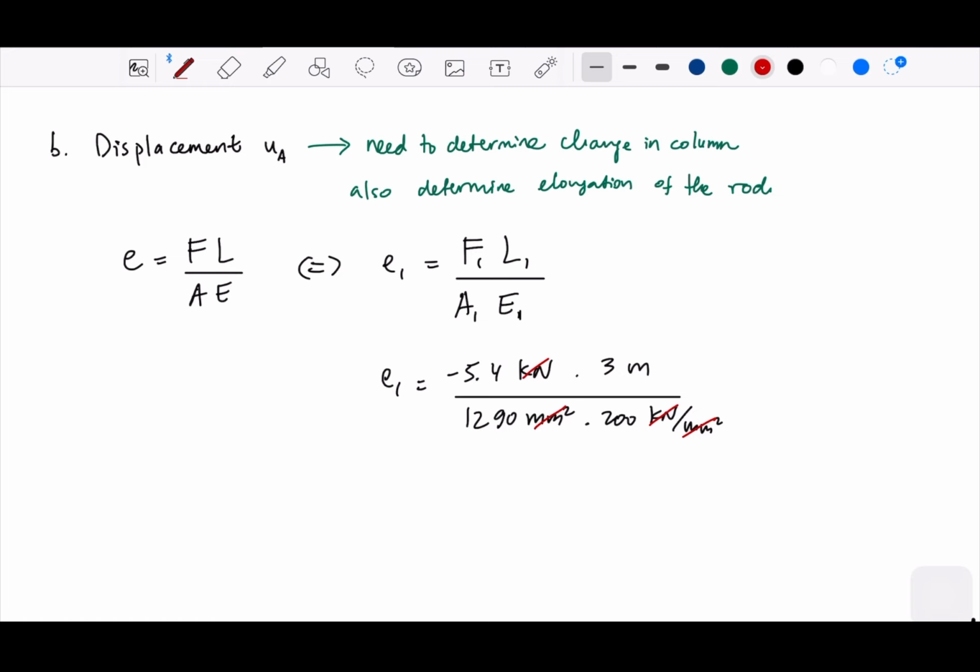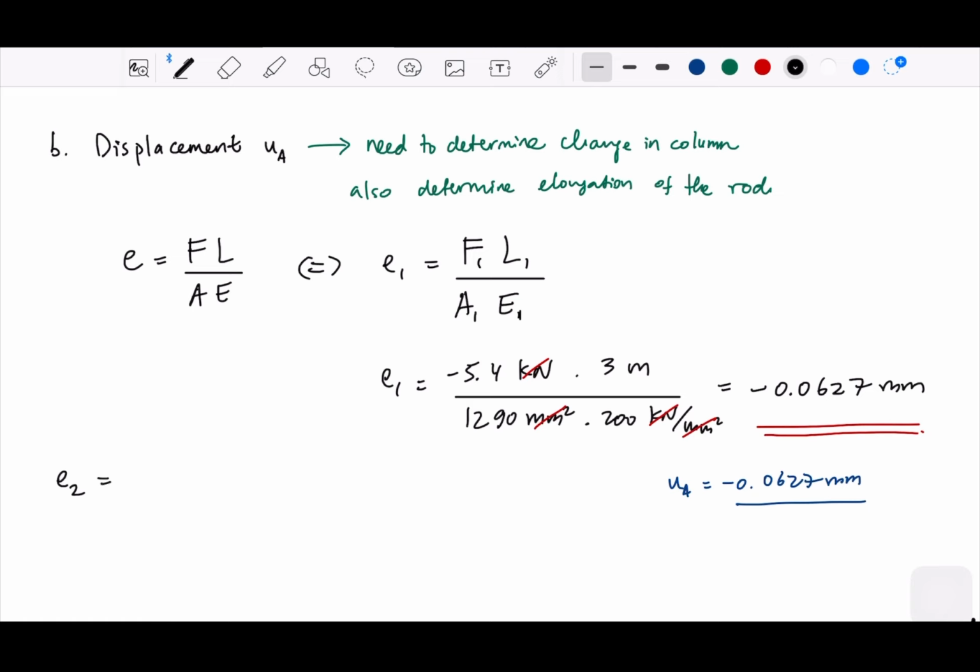So it's 6.27 multiplied by 10 to the power of negative 5 in meter, multiply by 1000, so this will be negative 0.0627. Maybe let me write also for E2. Actually, the displacement of UA is the same as this E1, right? So we write here, the UA is negative. So the vertical displacement is this, 0.0627 millimeter. But let me just compute E2.